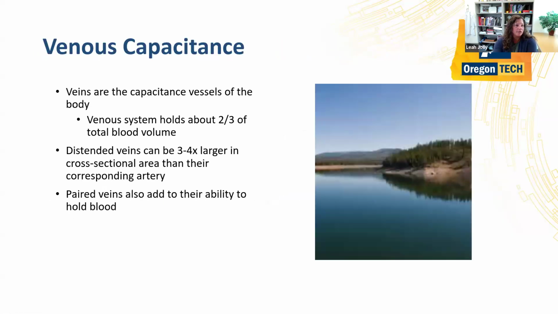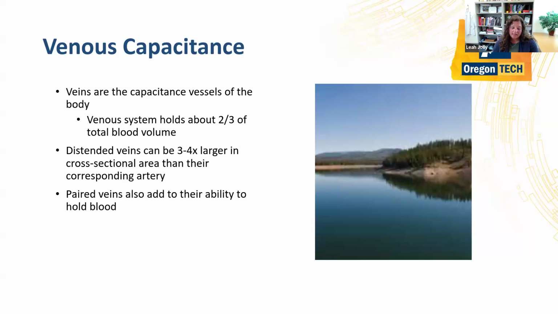All right, let's talk about veins really quick. So veins are the capacitance vessels of the body. They basically hold the majority of blood for us until we need it. And veins are really able to distend fairly large if we need them to. So you might be scanning an artery and vein next to each other and notice that the vein is often larger than the artery is.